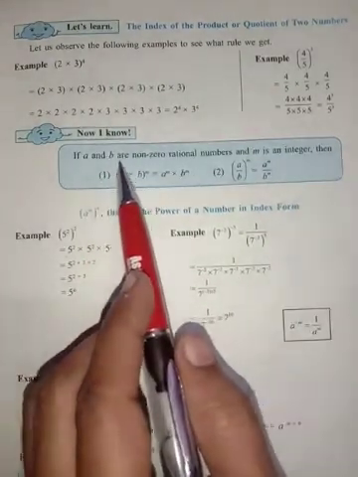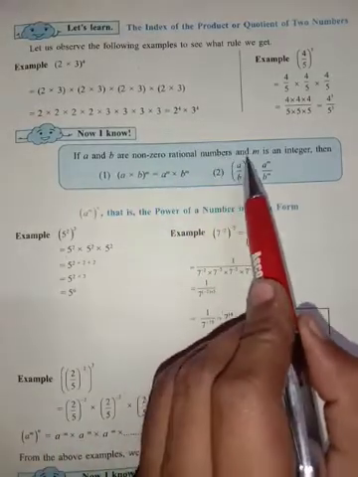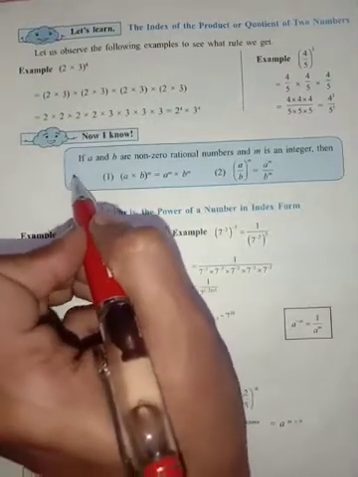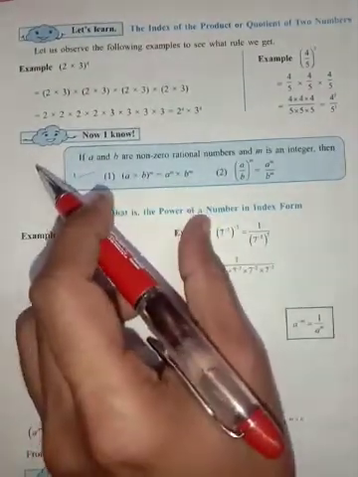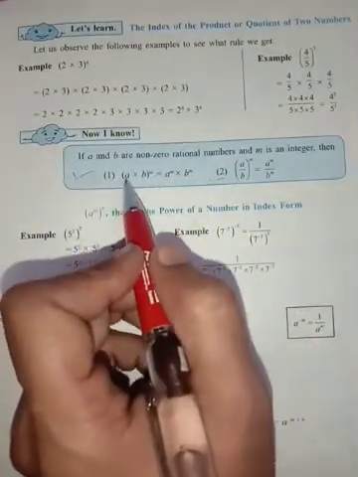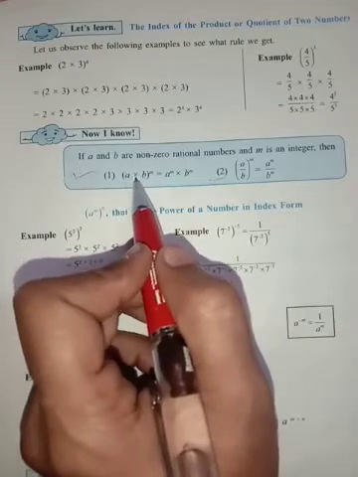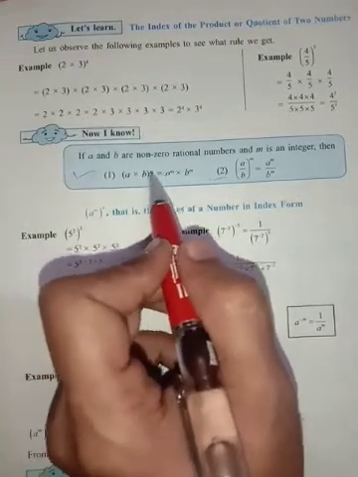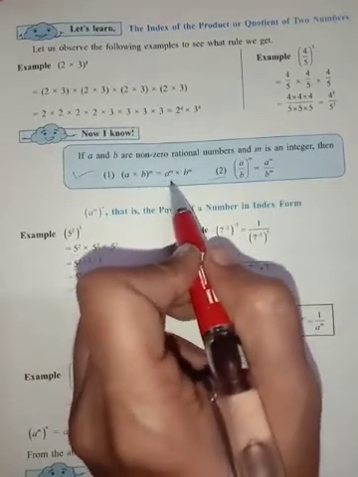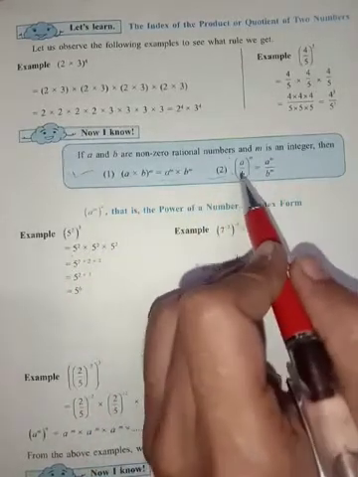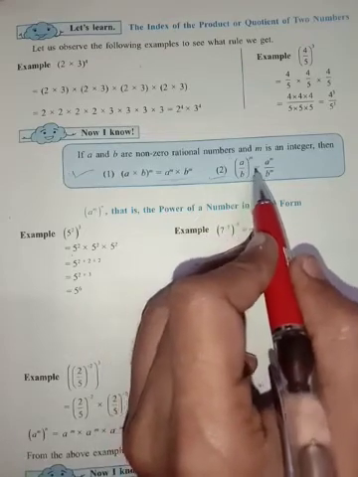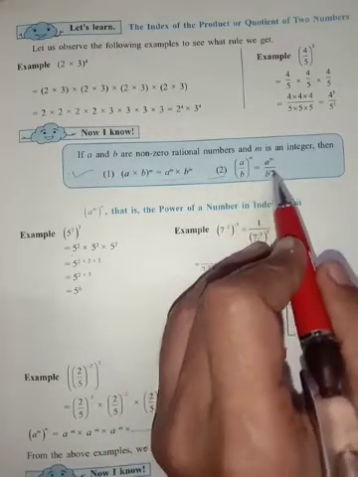Now remember this. If a and b are non-zero rational numbers and m is an integer, then remember this formula of product of two numbers. If we have any numbers in this form, a into b raised to m, we can solve this equation like this: a raised to m multiplied by b raised to m. And if we have a upon b raised to m, it equals a raised to m upon b raised to m.